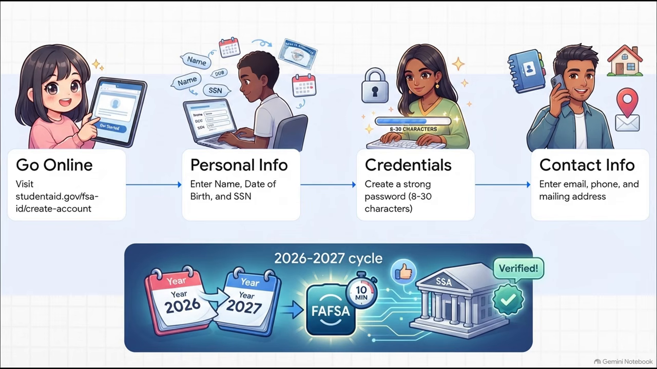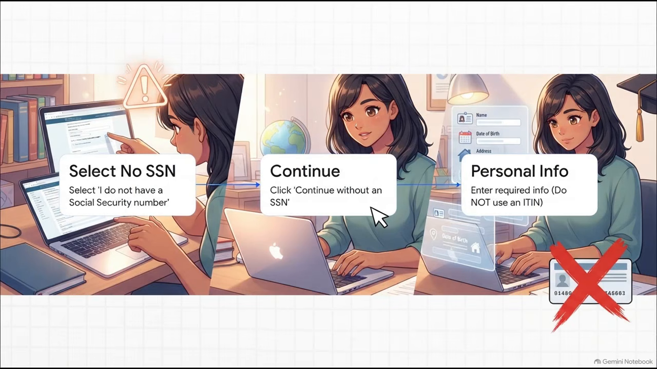Now, a really fantastic update for the 2026-2027 cycle is that for most users with a Social Security number, verification with the Social Security Administration happens in real time. What used to take days now takes about 10 minutes. It's a total game changer, letting you start your FAFSA in the exact same sitting. But hey, what if a parent contributing to the FAFSA doesn't have an SSN?